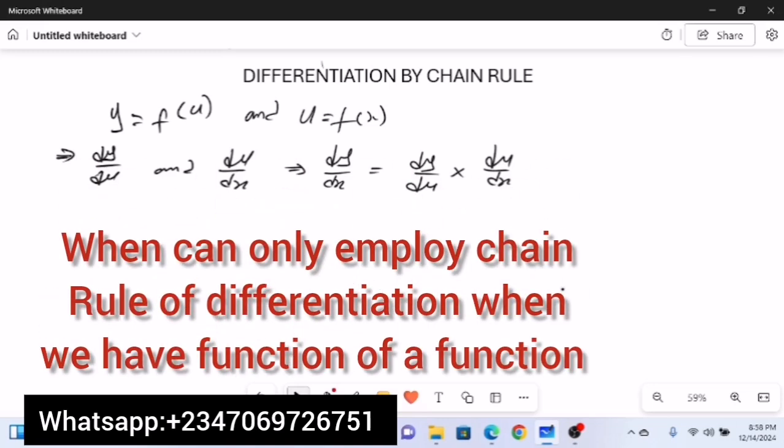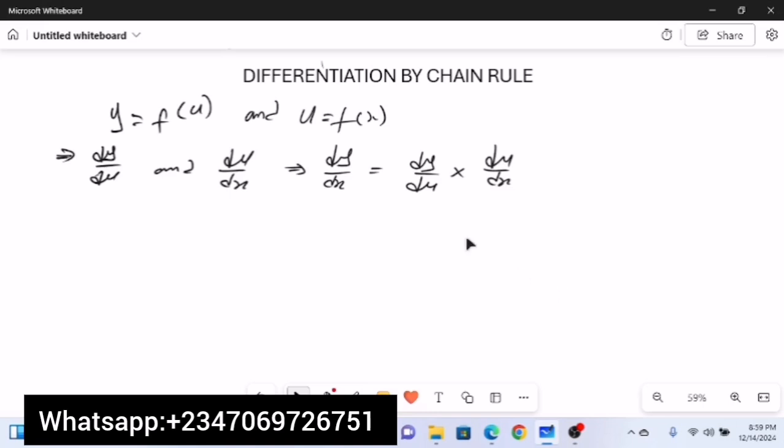So this simply means that we can only employ the chain rule of differentiation when we have a function of a function. As can be seen in the grand equation, y is a function of u, meanwhile u is a function of x. Which means y is a function of another function. When we have a function of another function in an equation, then the only method of differentiation is simply called the chain rule. Now let's pick an example.